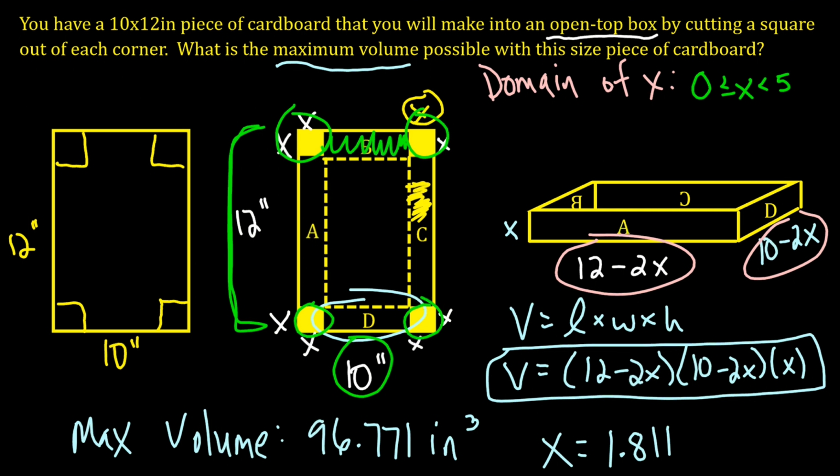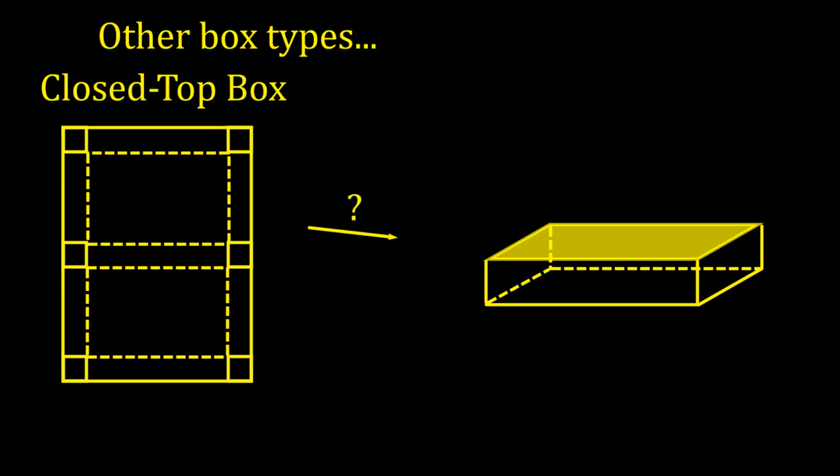Okay, a couple other things here. I know this is getting a little bit long, but there are a couple other types of boxes that you might run across in problems like this. One would be a closed top box. Let's use the same dimensions to keep things uniform. We'll say that this is 10 inches and this side is 12 inches. If we have a closed top box, then we have to think about what this is going to look like when we fold it up.